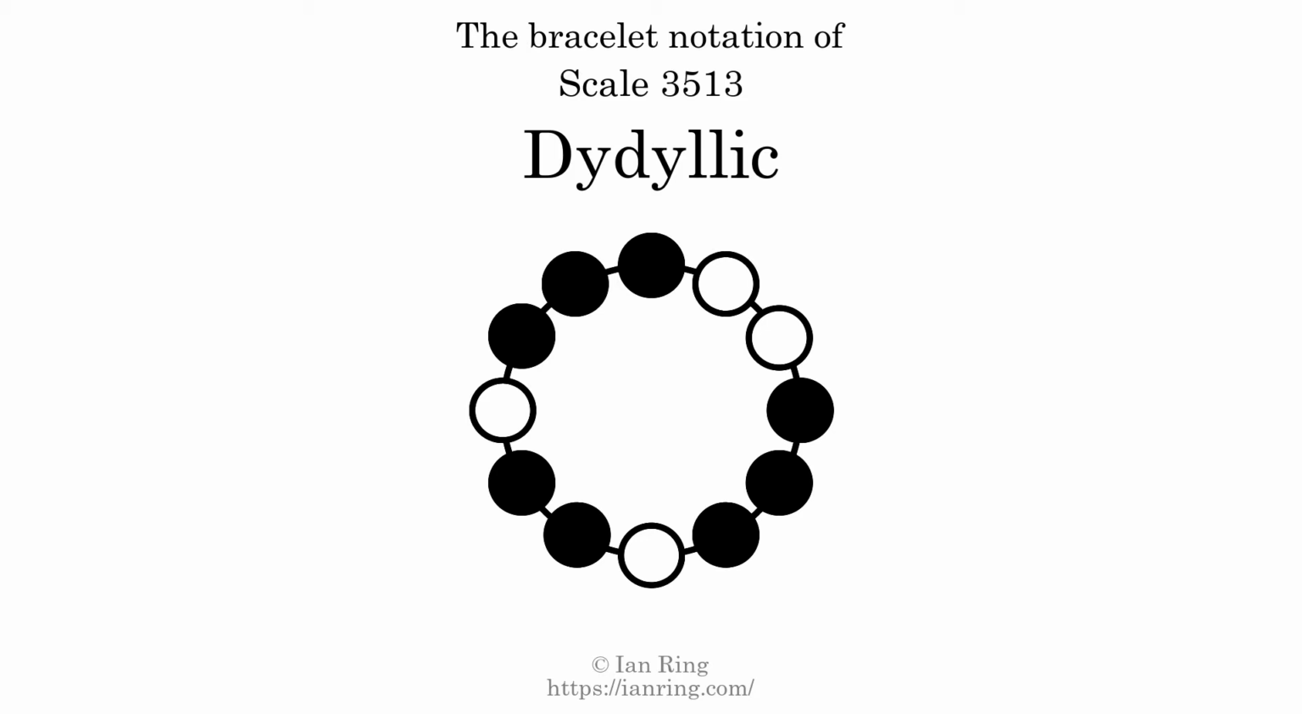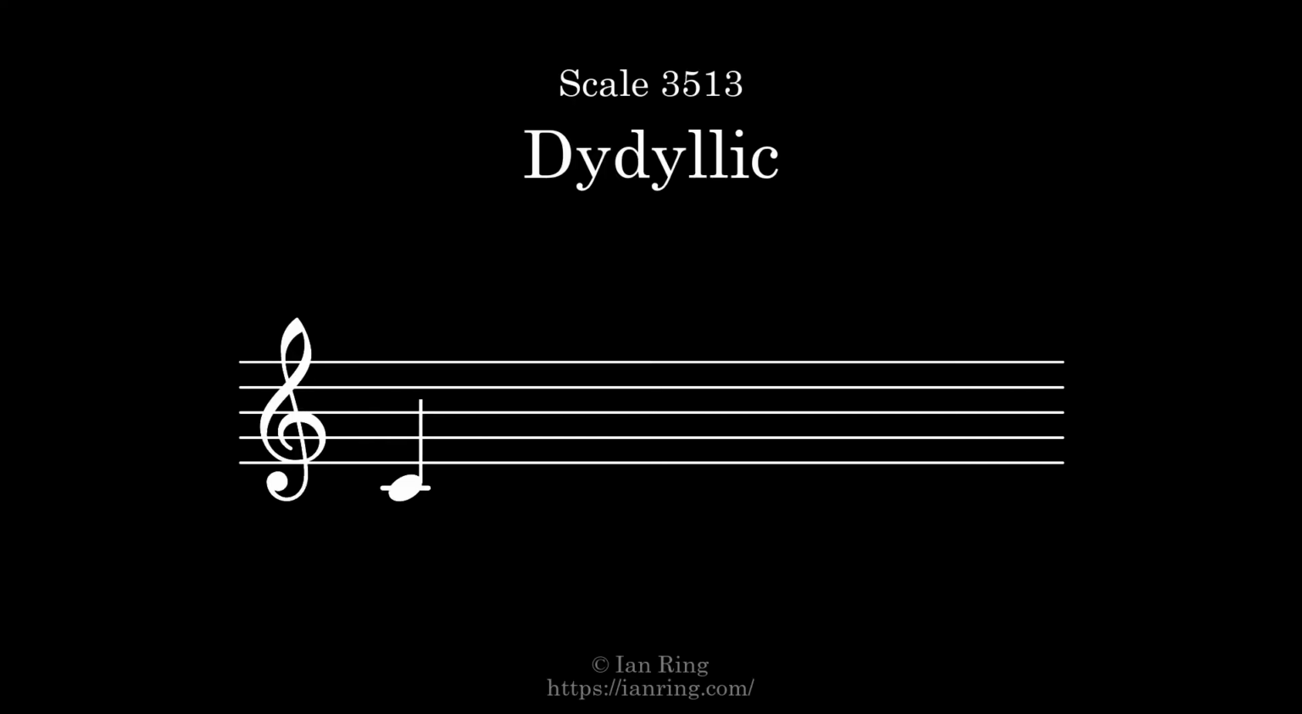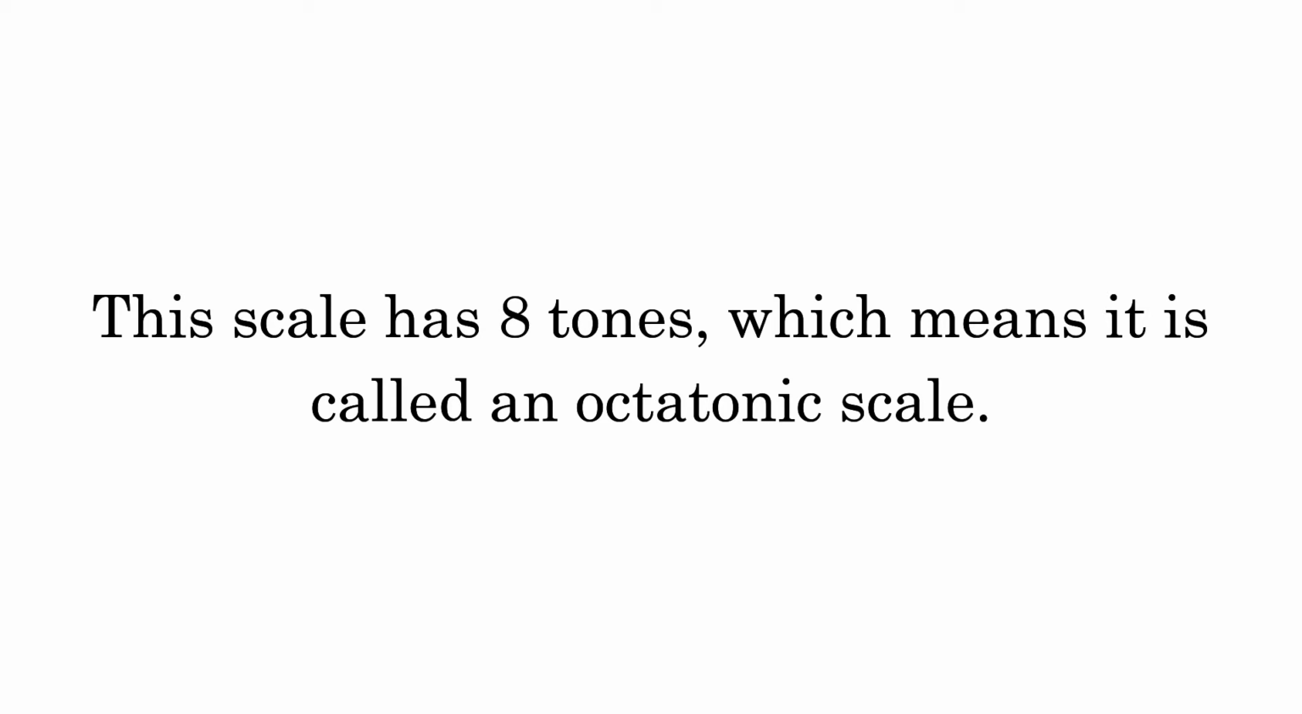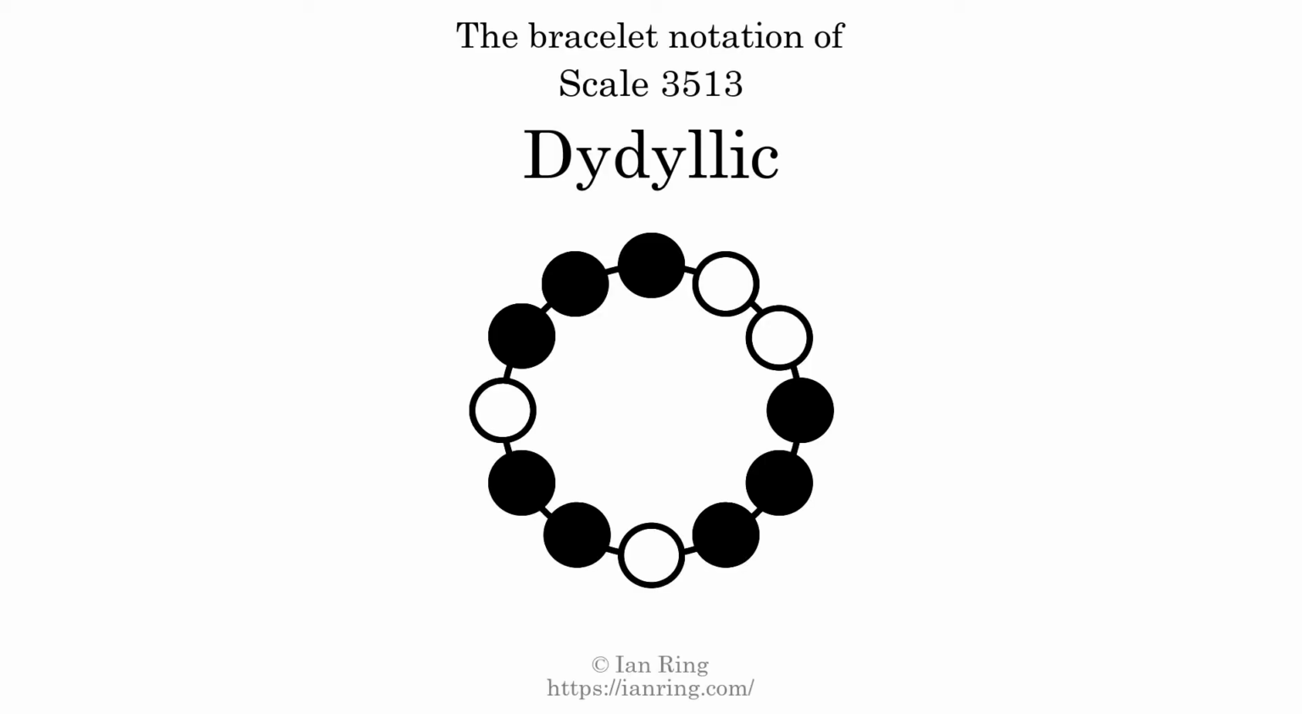3513, Dydyllic, which sounds like this. This scale has 8 tones, which means it is called an octatonic scale. This is a bracelet notation diagram of scale 3513. The shaded circles represent tones that appear in the scale, and they are read clockwise, starting at the top.